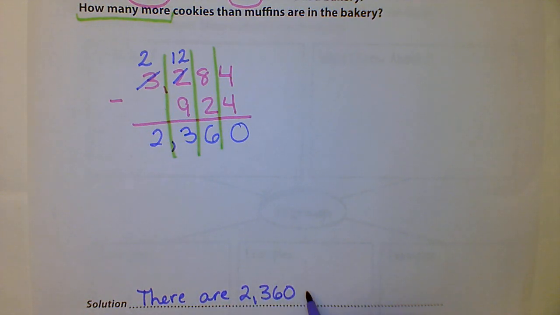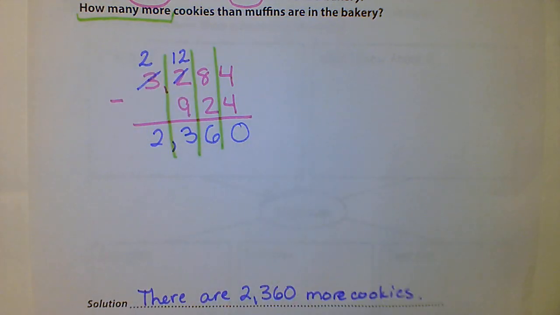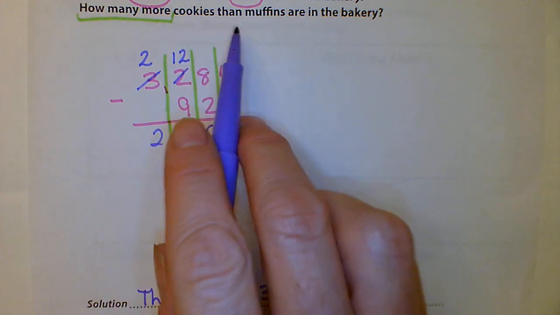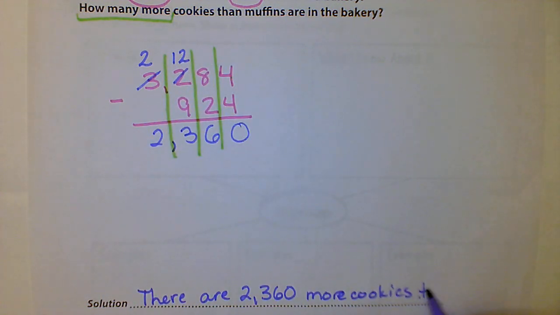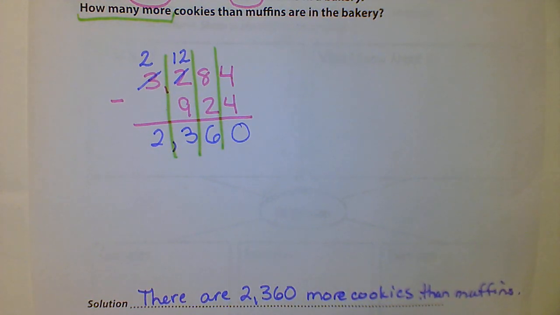So now down here in the solution area, we could say there are 2,360 more cookies. Oop, helps if I spell it correctly. And all I did was take the question: how many more cookies than muffins are there in the bakery? So I'm just saying there are 2,360 more cookies, and I could say than muffins even. Let's be even better. And now it's perfect. All right, except for my handwriting.